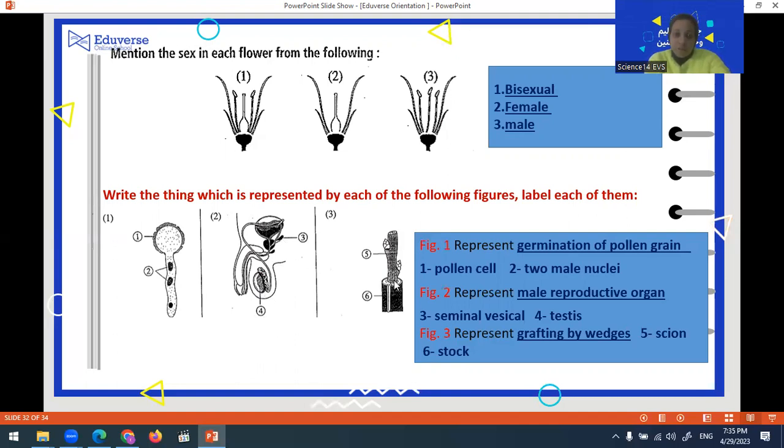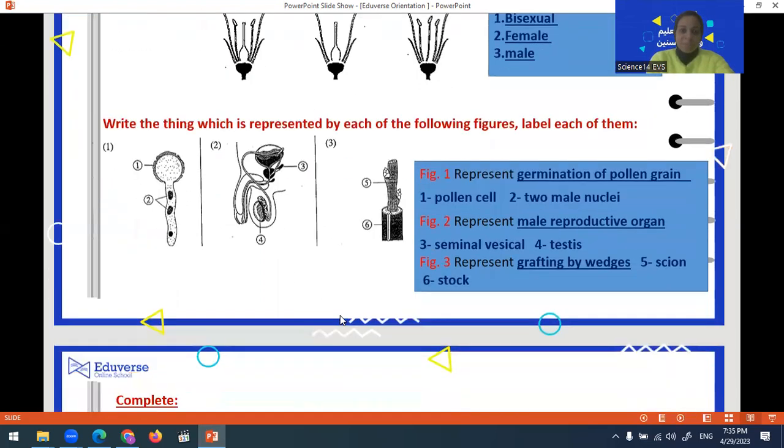Figure 3, what is it? It's the grafting. As you can see, this is the scion, and this is the stock, and the scion is inserted in the cleft of the stock. So this is grafting.